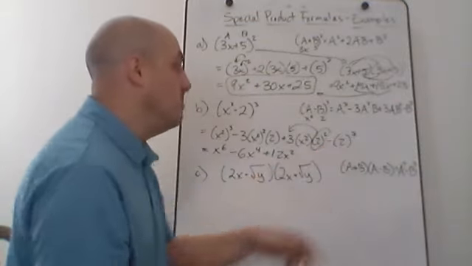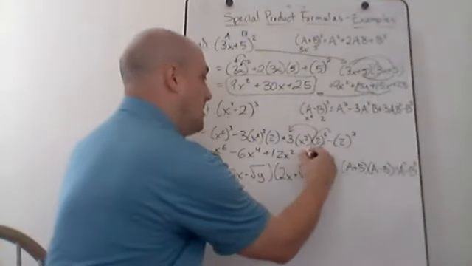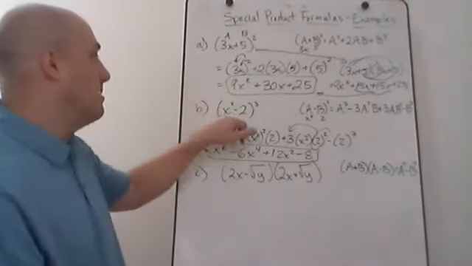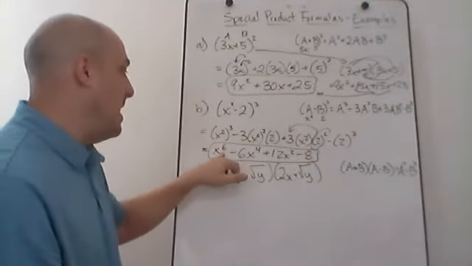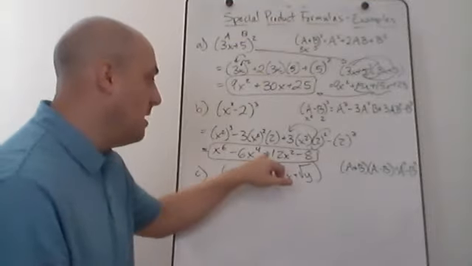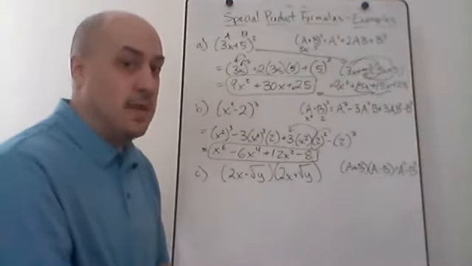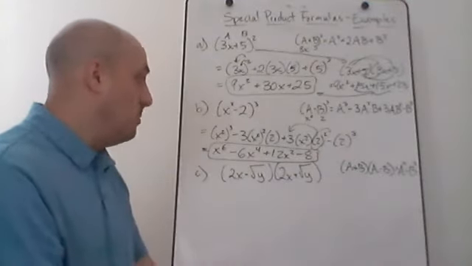And then minus 2 to the third power. Well, 2 to the third power is 8, so that's going to give us a minus 8. So x squared minus 2 raised to the third power is x to the 6th minus 6x to the 4th plus 12x squared minus 8. All right, so that's using that formula for that binomial to the third power.